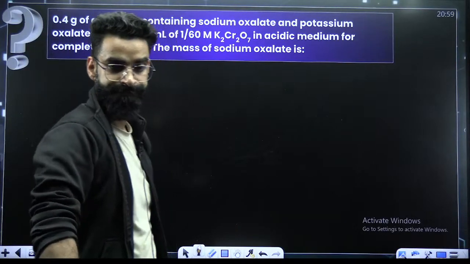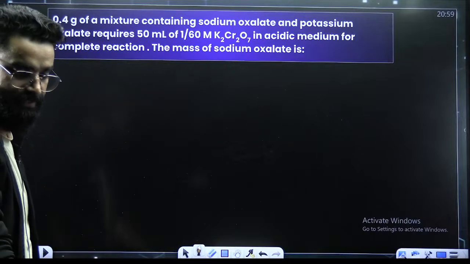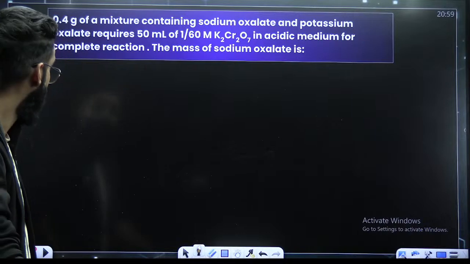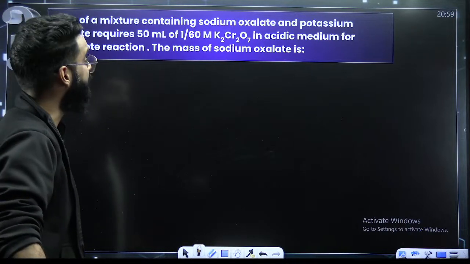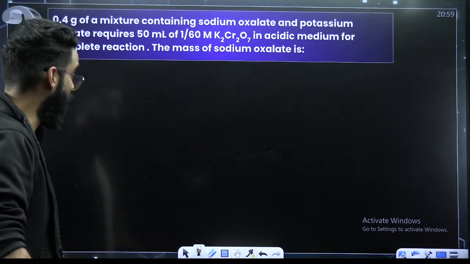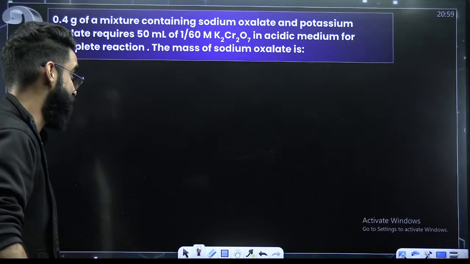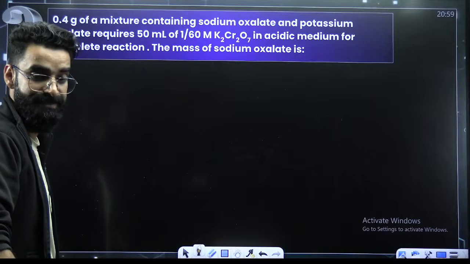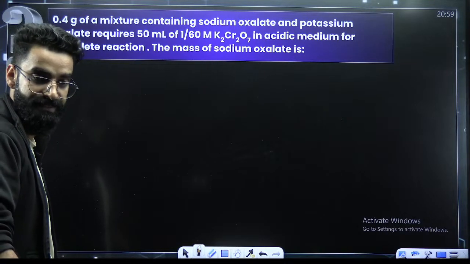Look at this question, guys. 0.4 grams of a mixture containing sodium oxalate and potassium oxalate requires 50 ml of 1 by 60 molar K2Cr2O7 in acidic medium for the complete reaction. The mass of sodium oxalate is?